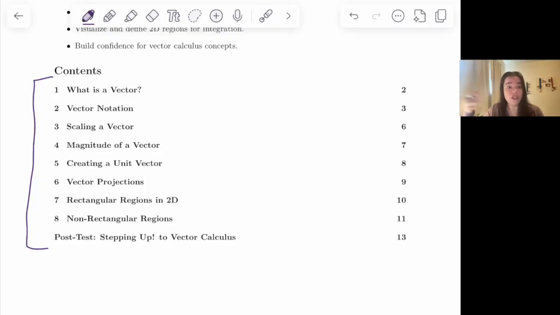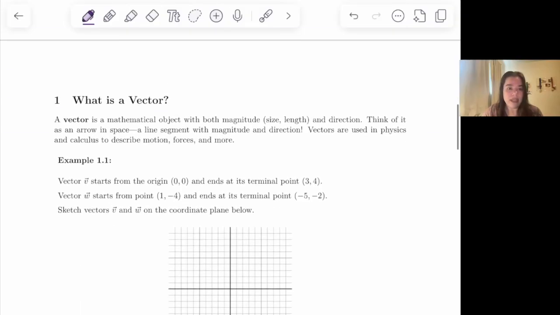You may find that you go through this video now and you digest some of the information, which is great. And then you may find that later during your course, you want to come back and revisit some of the more complicated topics, for example, rectangular regions in 2D or non-rectangular regions or vector projections. You might want to come back to this video and review these topics when your teacher actually starts to teach them so you can make those connections. Let's get started looking through our packet here, get our walkthrough going.